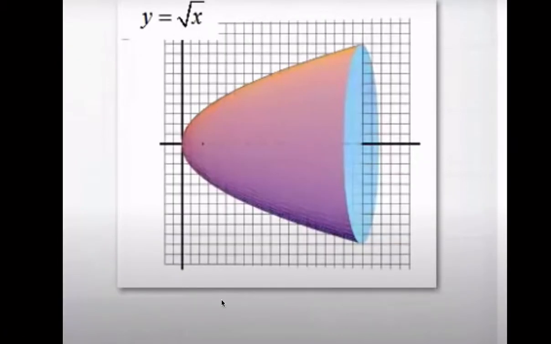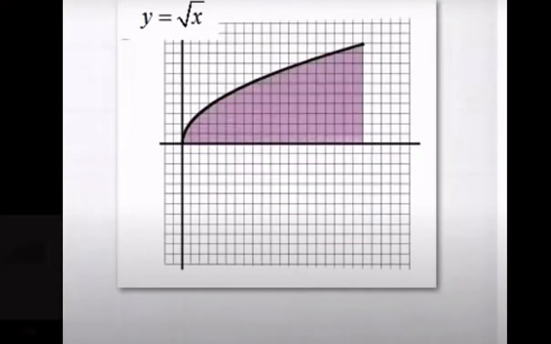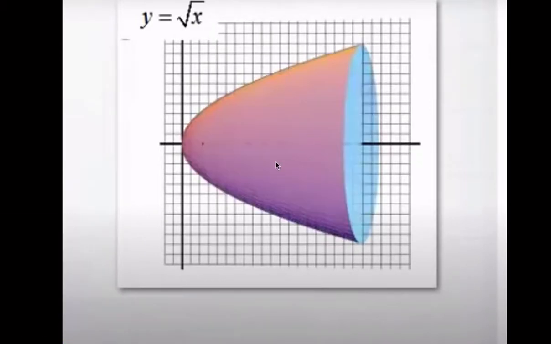And what we'll be doing in this section is figuring out the volume. Not the area, because it's not a two-dimensional region, but the volume. In 6.1, we figured out the area of this region. In 6.2 and 6.3, we'll figure out the volume of this region. So back to our problem.